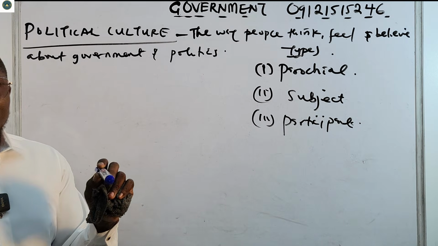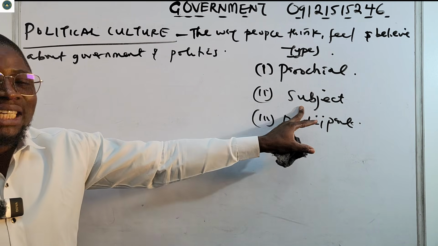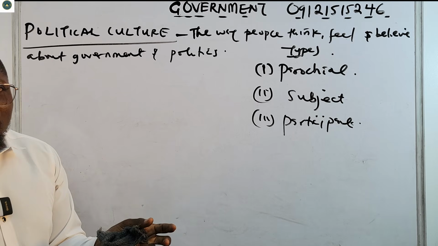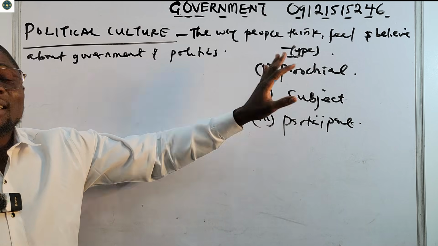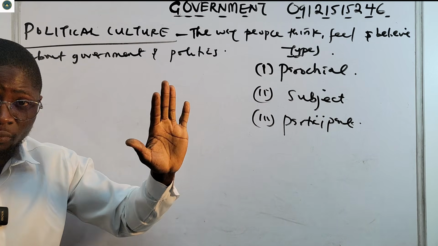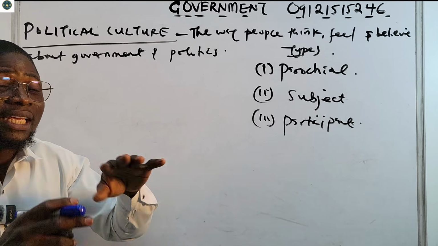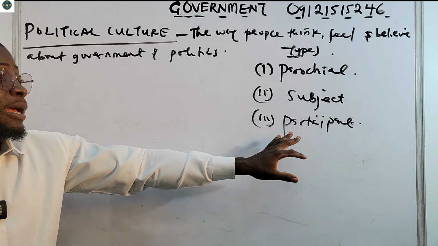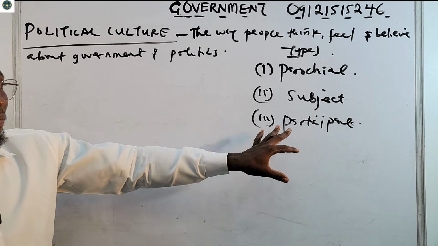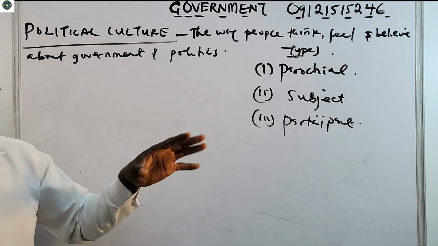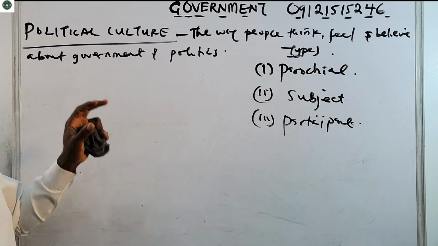In parochial, they do not care or know much about the government; they do not want to participate. But for subjects, they know about the government, but they do not participate at all. Parochial, they do not know, they do not care. Some may even know, but they just do not care about government. These subjects know, but they do not want to participate. But participants are actively participating in the government. That one is the participant type of political culture. So those are the three types of political culture that we have.